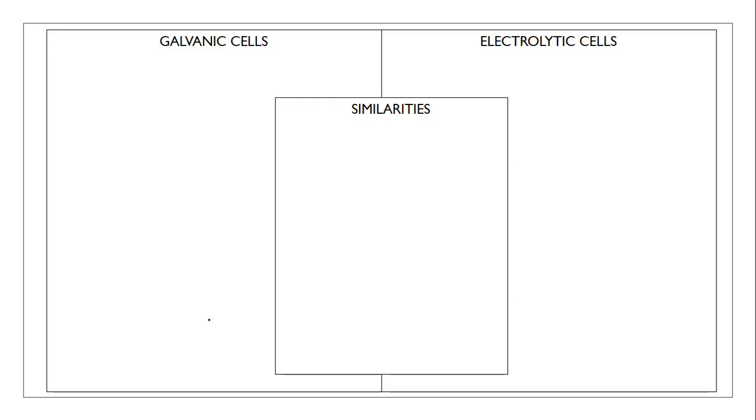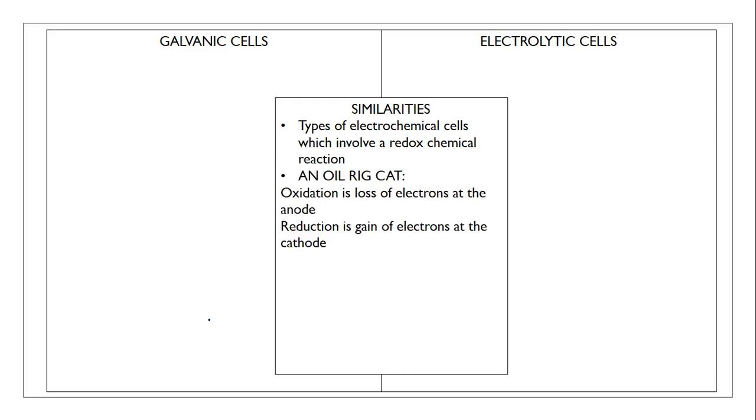Okay, I assume that you have paused the video and that you have completed the diagram. If you haven't, I'm judging you from afar. But we're going to talk about the similarities and differences now. So first of all, galvanic cells and electrolytic cells fall under the umbrella of electrochemical cells, so they are both types of electrochemical cells. They both involve some sort of redox reaction, and "An Ox, Red Cat" will be true regardless of whether you're having a galvanic cell or an electrolytic cell.